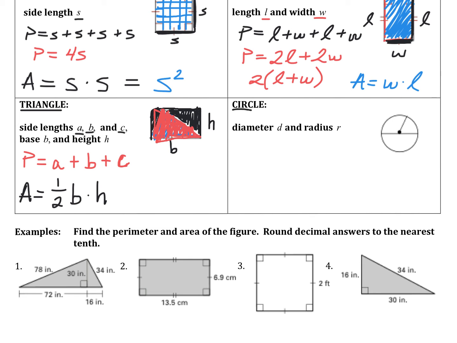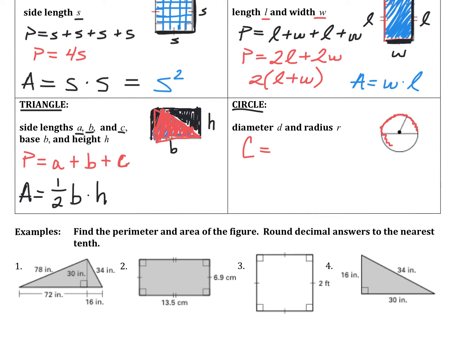Which finally brings us to the circle. So the first thing I want to figure out is, what is my perimeter? Well, we don't use the term perimeter for a circle, we use the term circumference. So my circumference is going to be the distance around my circle.